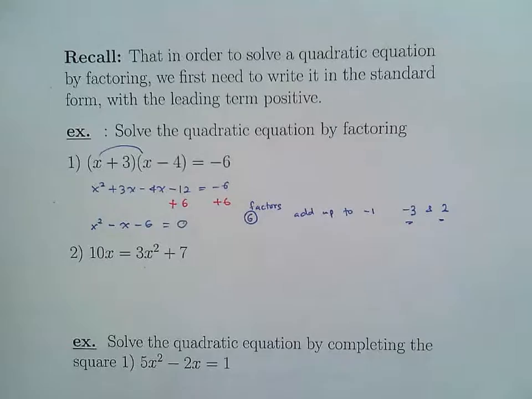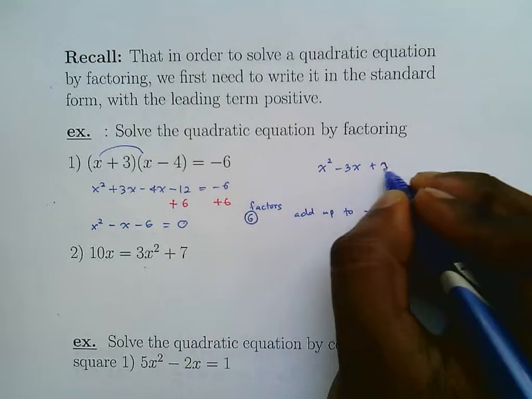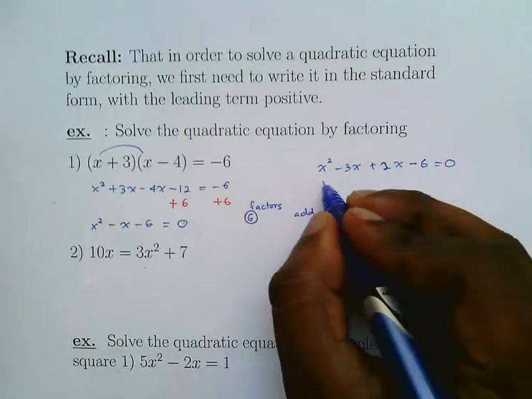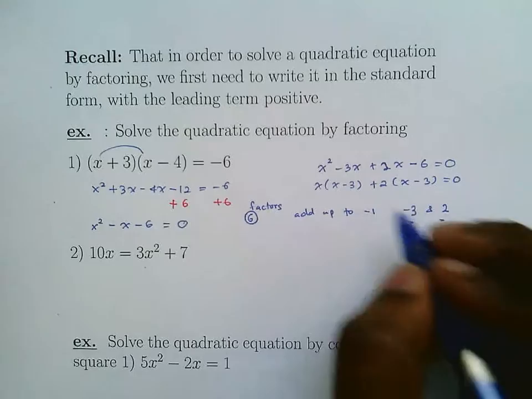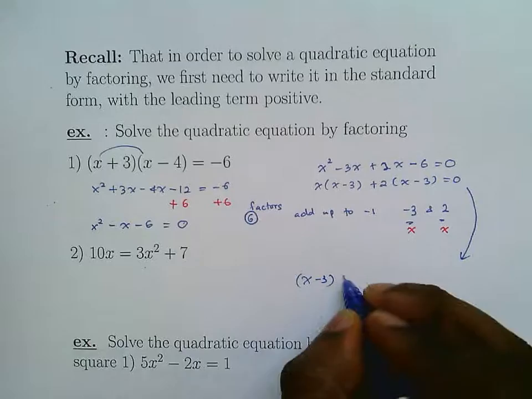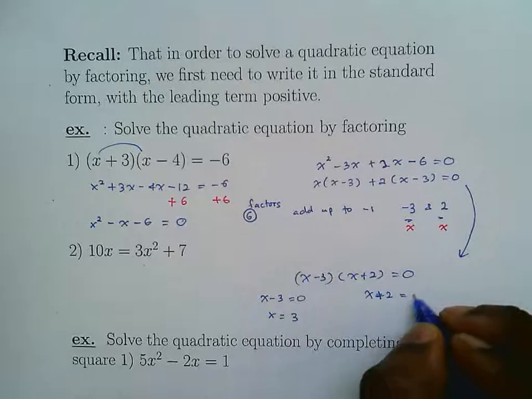So you would split the middle to x squared minus 3x plus 2x minus 6 is equal to 0, and then x times x minus 3 plus 2 times x minus 3 is equal to 0. So x minus 3 is a common factor now, so x minus 3 times x plus 2 is equal to 0. So either x minus 3 is equal to 0, that gives you x equals 3, or x plus 2 is equal to 0, that gives you x equals negative 2.